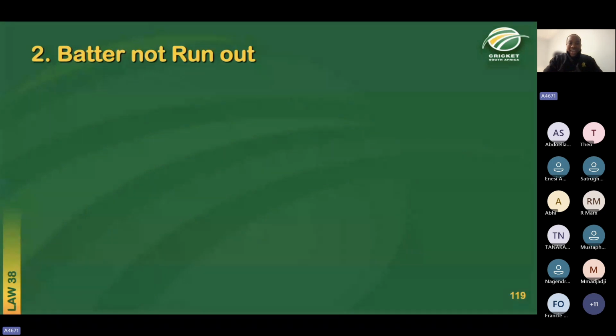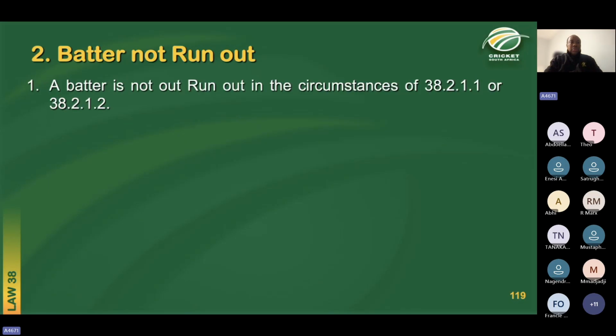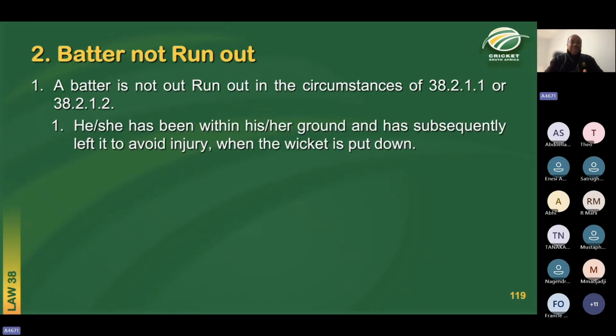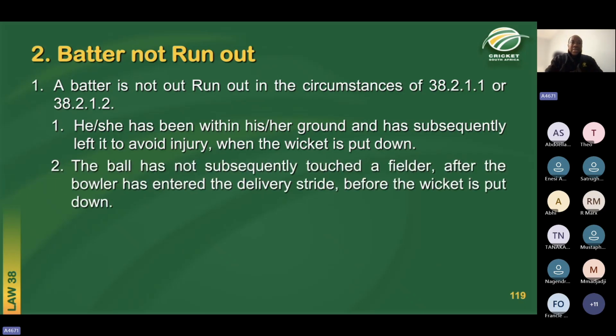We've read when a batter is out, run out. Let us now learn when a batter will be not out, run out. A batter is not out, run out if he or she has been within his or her ground and has subsequently left it to avoid injury when the wicket is put down. A batter is not out run out if the ball has not subsequently touched a fielder after the bowler has entered the delivery stride before the wicket is put down.